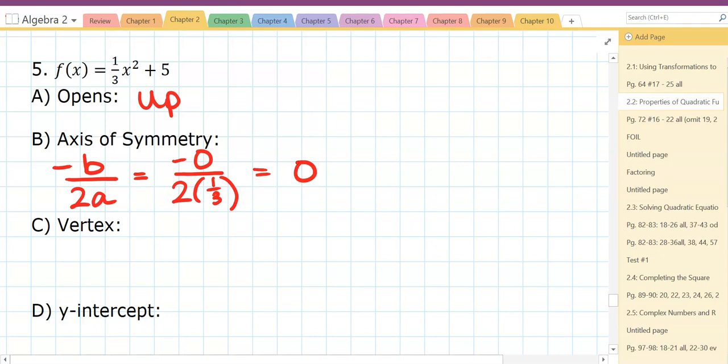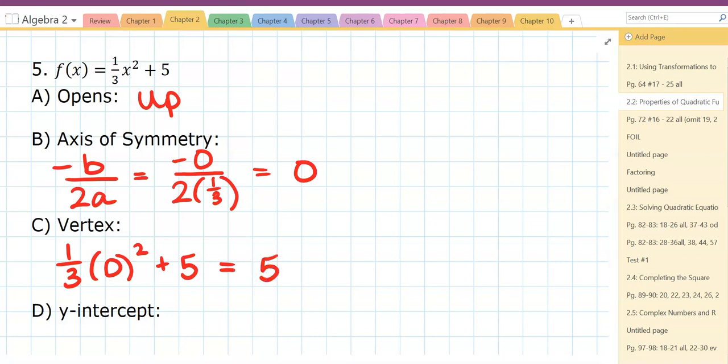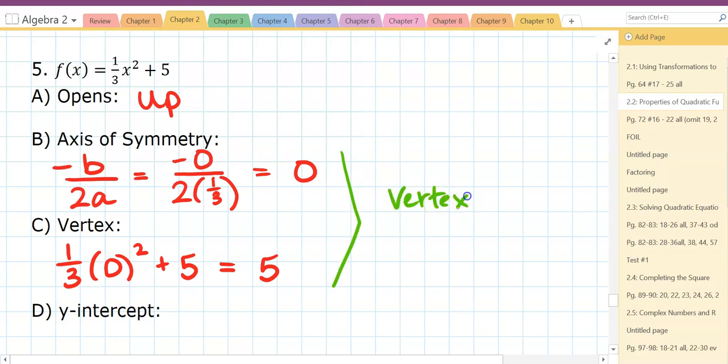So for my vertex, I'm going to take 1/3 times 0 squared plus 5, which 1/3 times 0 is just going to be 0. So I'm left with just a 5. So my vertex is going to be 0, 5. What's my C, my y-intercept? 5. So what would we write that as a coordinate?